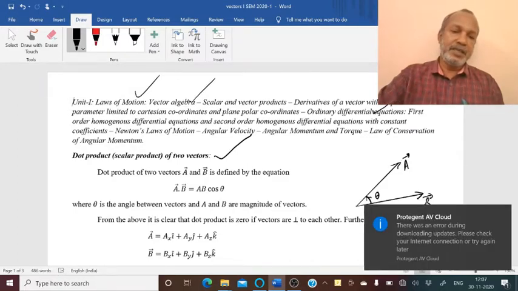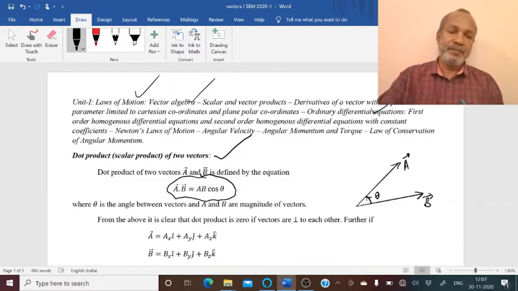You can see this is the definition of dot product of two vectors. It is the defining equation A dot B. It should be pronounced as A dot B, and by definition it is magnitude of A into magnitude of B into cos theta. You can see on the left hand side there are arrow marks over the symbols. You can see it here also. If you put arrow mark over A, that means it is vector A.